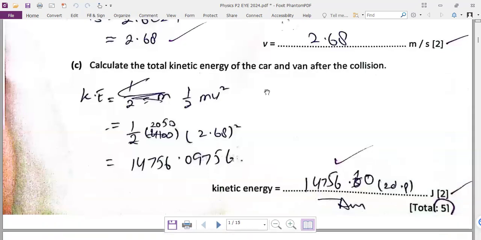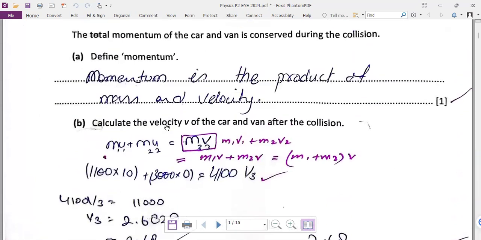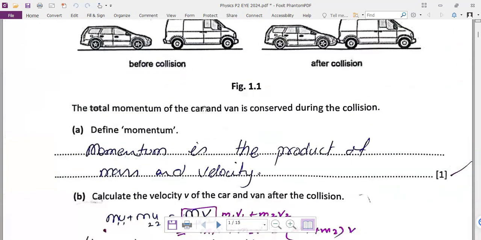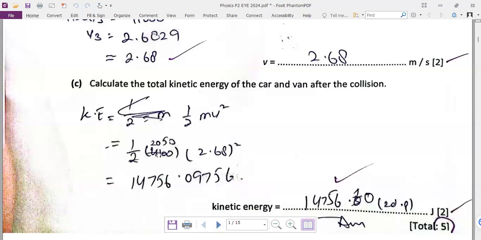And then we are asked to calculate the kinetic energy. We will be using half m v squared. The mass is given, and if you look at it, we have the 1100 and 3000. So this is the total mass. We use this total mass, and then velocity is squared, and then putting all this in the calculator and making sure that you're doing the right calculation, you should get this answer.